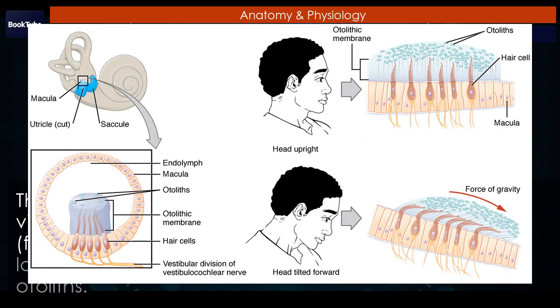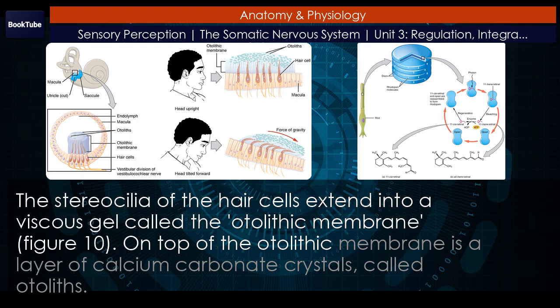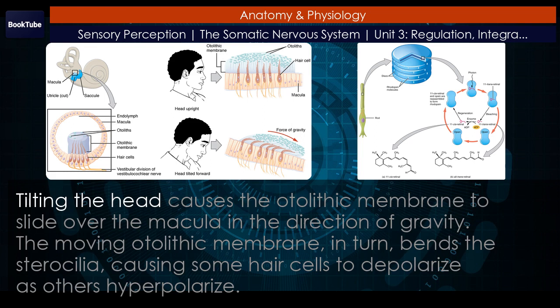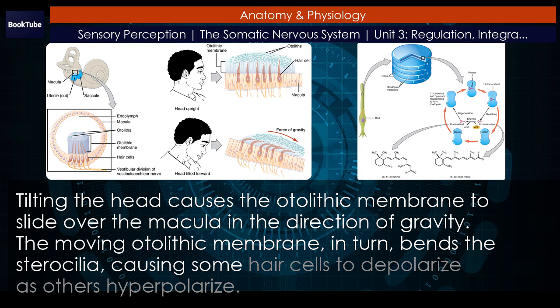Figure 10. On top of the otolithic membrane is a layer of calcium carbonate crystals, called otoliths. The otoliths essentially make the otolithic membrane top-heavy. The otolithic membrane moves separately from the macula in response to head movements. Tilting the head causes the otolithic membrane to slide over the macula in the direction of gravity. The moving otolithic membrane, in turn, bends the stereocilia, causing some hair cells to depolarize as others hyperpolarize.